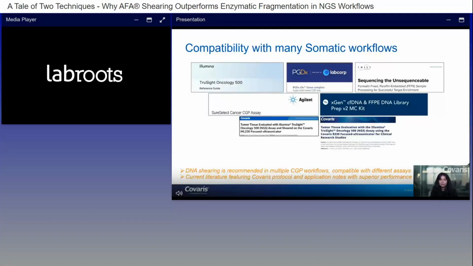And you can really see this reflected in our representation across many different somatic workflows. So here's just some of the market recognition we've received for enabling these assays. I think our presence here really highlights the way researchers rely on Covaris to process their most valuable samples.